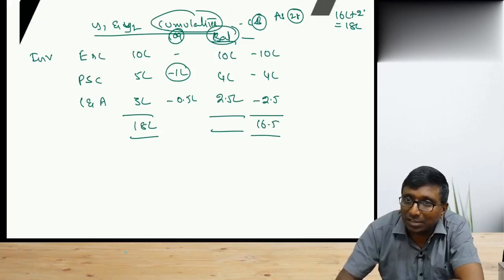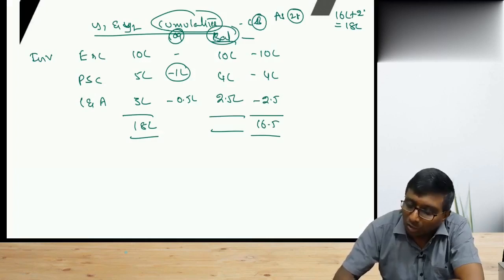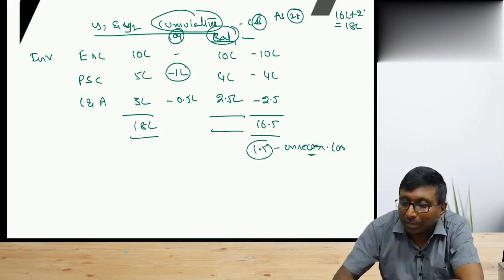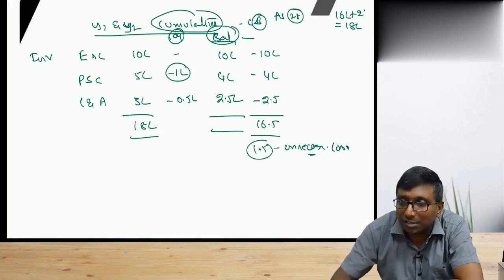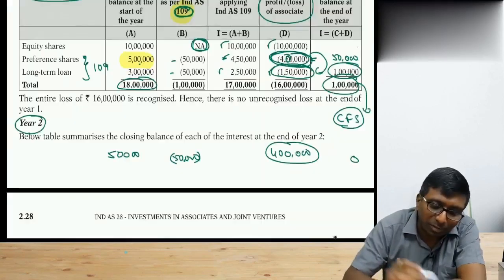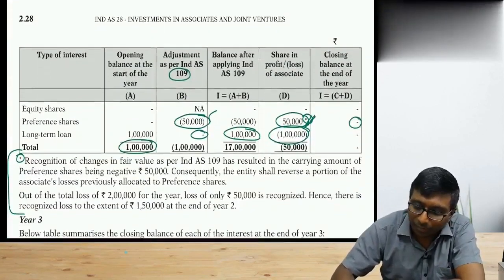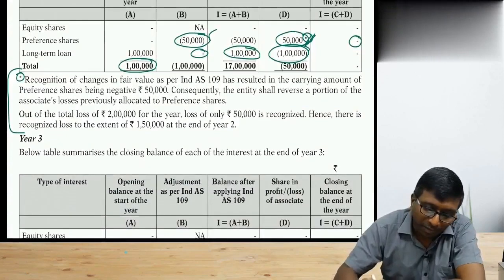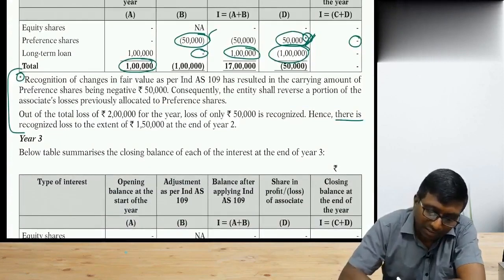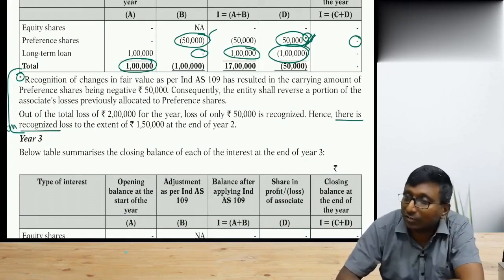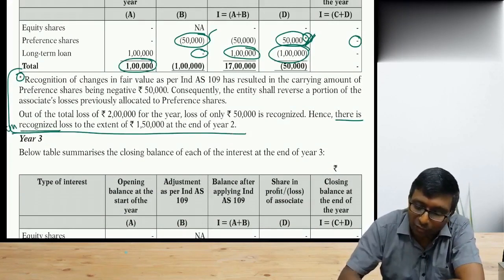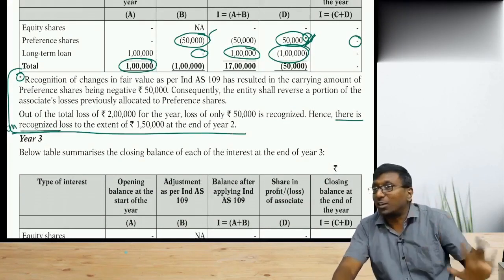What is there, I can adjust now. What is not there, what can I do? But there is 1.5 lakh rupees of unrecognized losses. Is there a balance of unrecognized losses? Right. That much you remember for the time being. Okay. See here, there is recognized loss to the extent of unrecognized loss. Okay, you can say that way. Unrecognized loss to the extent of 1,50,000 at the end of year 2.